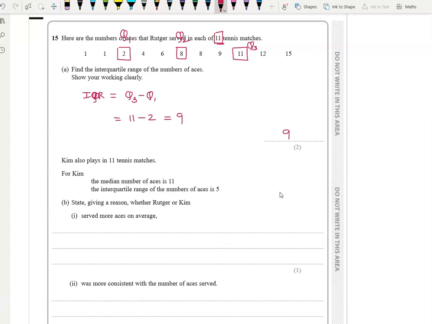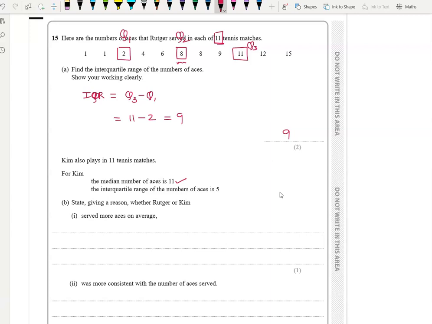Okay, Kim also plays in 11 tennis matches. For Kim, the median number of aces is 11. So for Kim, median is 11, whereas for Rutger, the median is 8. Okay, the interquartile range for the numbers of aces is 5.